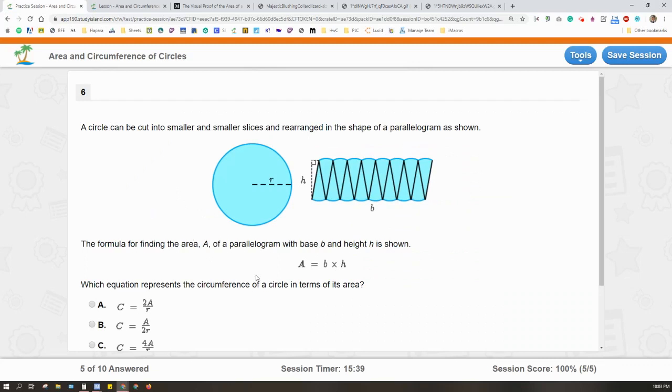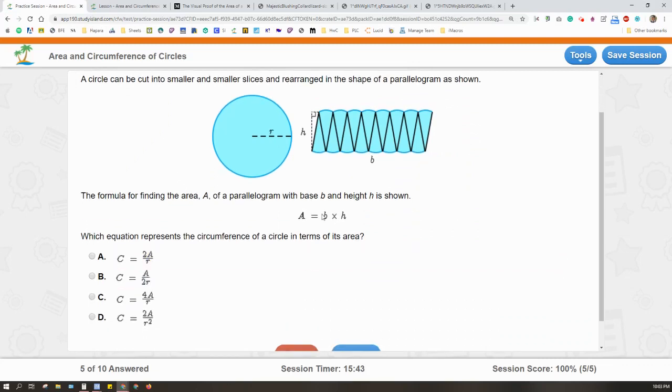So when we go back, we see this. Which equation represents the circumference? Well, the area is equal to the base times the height. The circumference is equal to what?